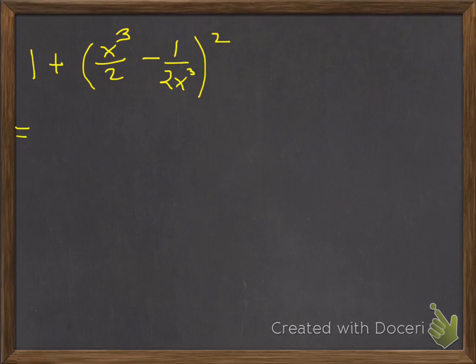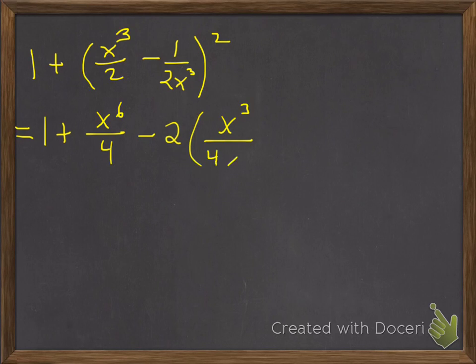So we're going to go ahead and expand that. So x cubed times x cubed will be x to the 6th, and then 2 times 2 will be the 4. Then we're going to have 2 of x cubed over 2 times negative 1 over 2x cubed. So we'll have x cubed over 4x cubed. Of course, the x cubes are going to absorb. And then we'll have 1 over 2x cubed times 1 over 2x cubed. So that'll be 1 over 4x to the 6th.